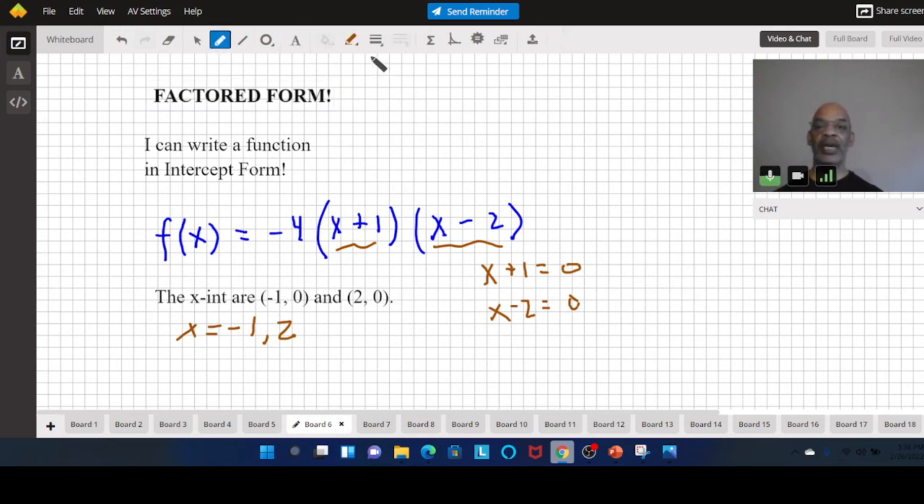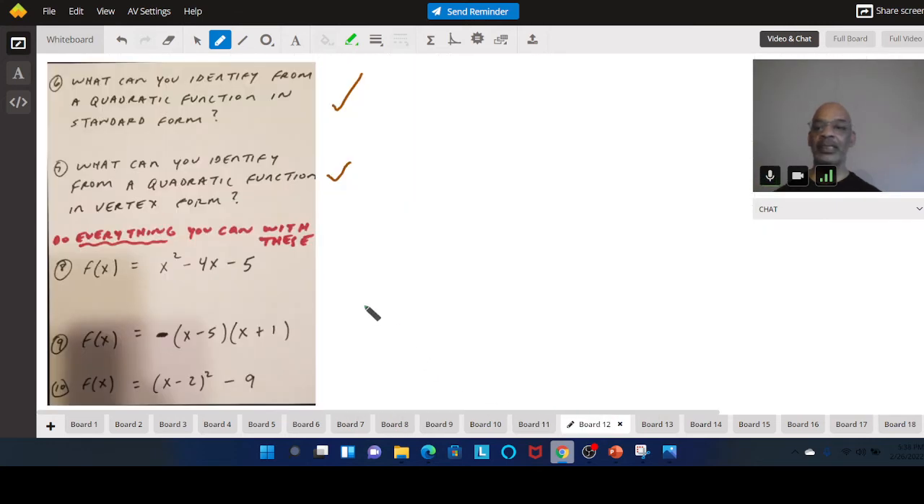So I can readily identify the x-intercepts from intercept form. And I have the A value, so this parabola opens down with A less than 0. A is a negative value. All right. Do everything you can with these.